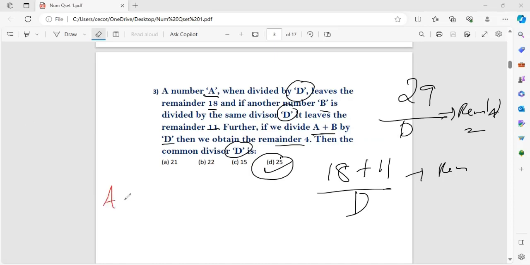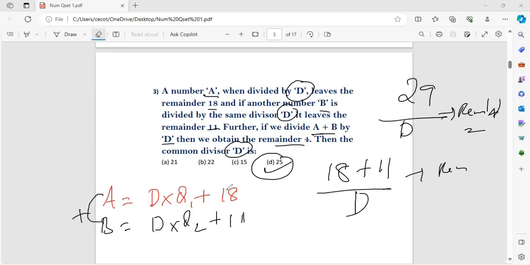Now, for those people who haven't understood, I will explain the basic method. The number A is divisor D into some quotient plus remainder 18. Now we have the number B. Again, the divisor is the same, the quotient might differ, the remainder is 11. Now, A plus B means we are adding the right hand side. So that becomes D into Q1 plus D into Q2 plus 18 plus 11, which is 29.